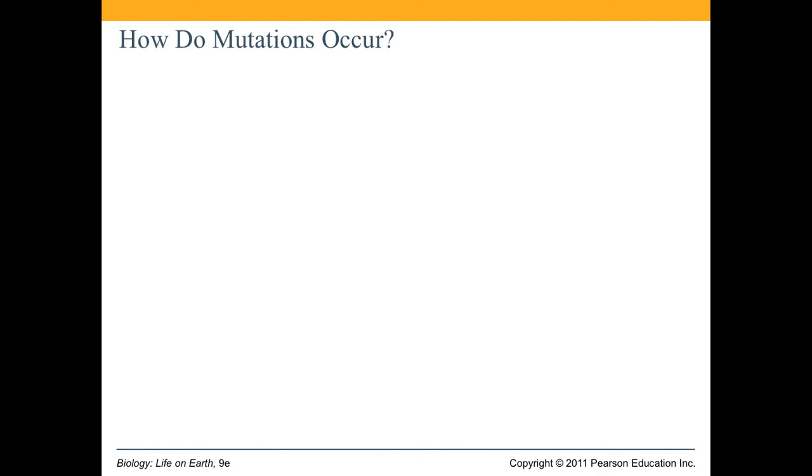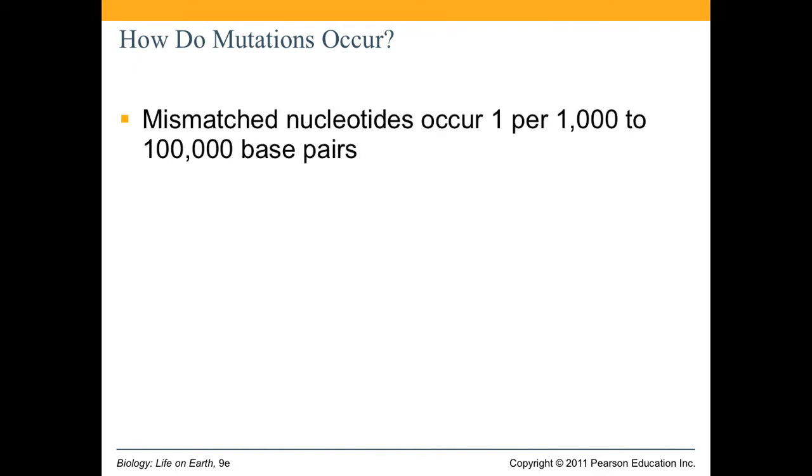So first of all, how do mutations occur? A little background here. DNA polymerase makes mistakes, and DNA polymerase basically brings in the wrong nucleotide once per 1,000 to 100,000 base pairs. That might not seem like a lot, but if we think about the hundreds of millions of base pairs that make up our DNA, that actually can be quite a bit.